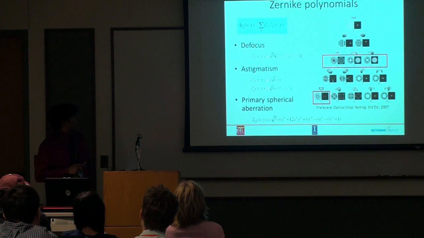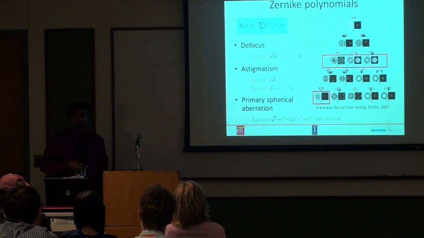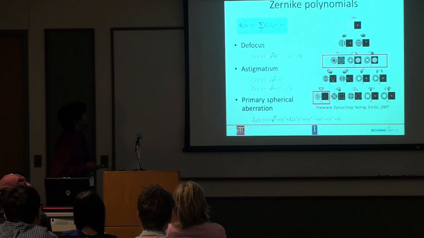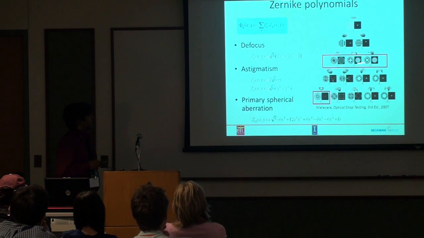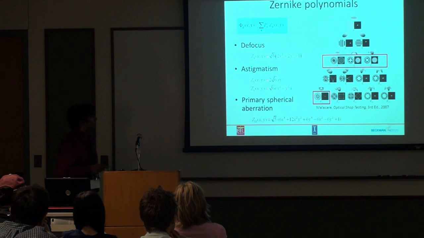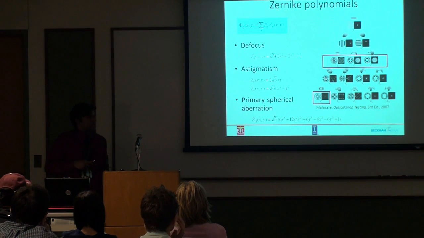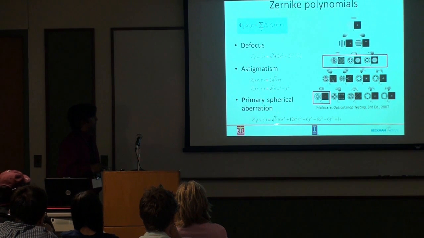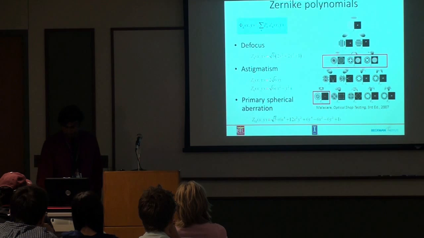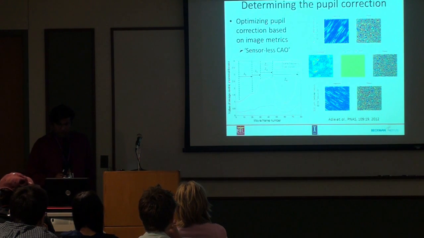So the standard way of describing aberrations of the pupil is through the use of Zernike polynomials. The actual pupil phase can be expressed as a superposition of these Zernike polynomials, which form an orthonormal basis on the unit circle. And the nice thing is that, depending on the polynomial order, they have very nice correspondence to well-known aberrations. The ones that we'll mainly be looking at in this talk are defocus, astigmatism, and primary spherical aberration. So let's put that to work now.